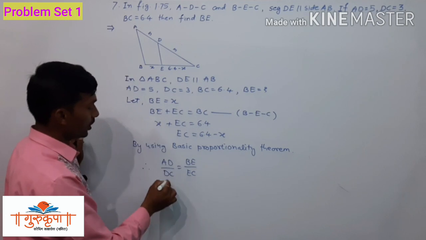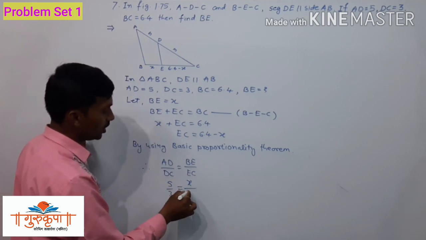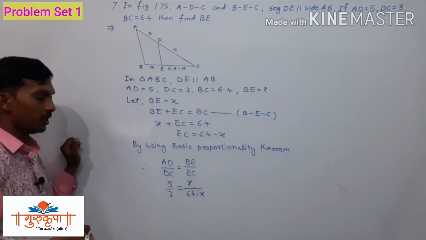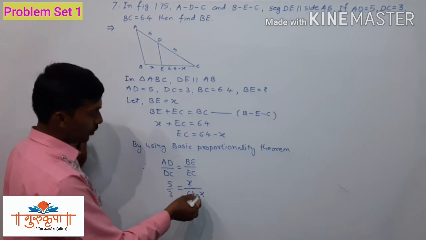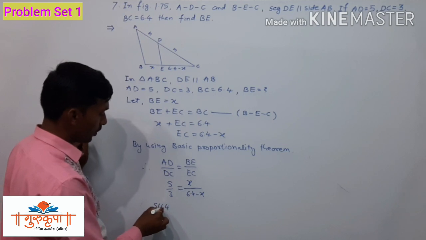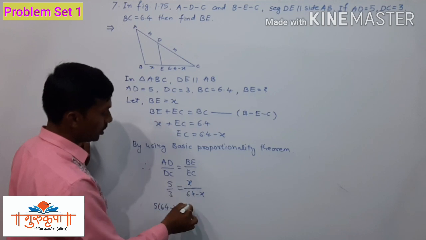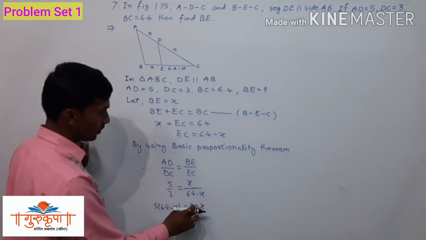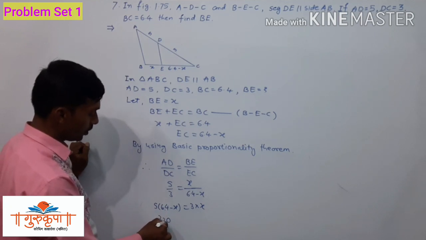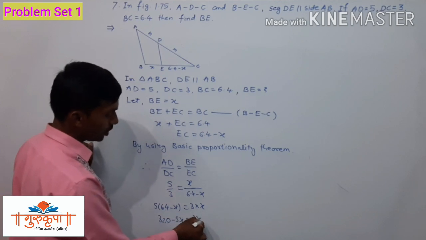AD is given 5, DC is given 3, BE is given X and EC is 6.4 minus X. Now simplify this and find the value of X. This is 5 multiplied by (6.4 minus X) is equal to 3 multiplied by X, that is 3X. Here 5 fours are 20, 5 sixes are 30 plus 2 is 32. The product is 32 minus 5X, that is equal to 3X.